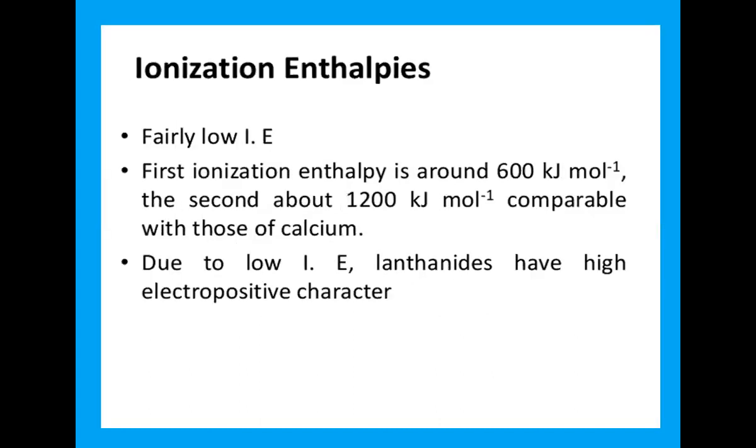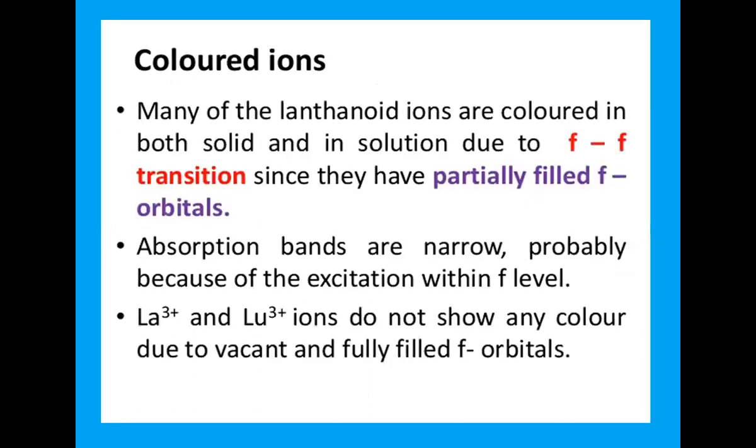So what about the ionization enthalpy of lanthanides? They show a low ionization energy. The first ionization energy may be around 600 and the second about 1200, comparable with calcium. And when it is comparable with calcium, that leads to their electropositive character. As we all know, calcium is an alkaline earth metal, which is electropositive. And when the ionization energies of lanthanides are comparable with calcium, these lanthanides are also capable of showing electropositive character.